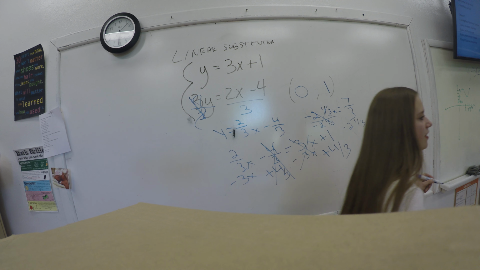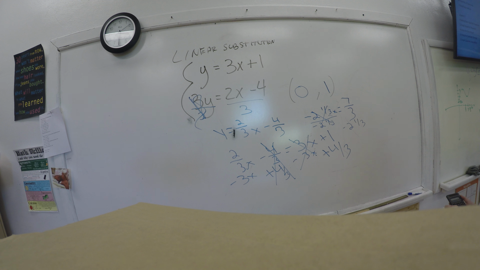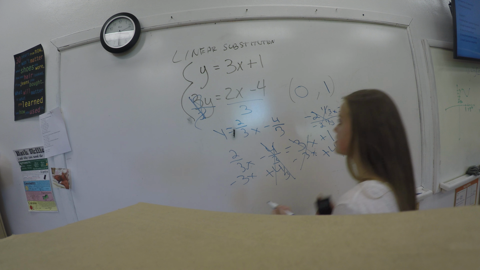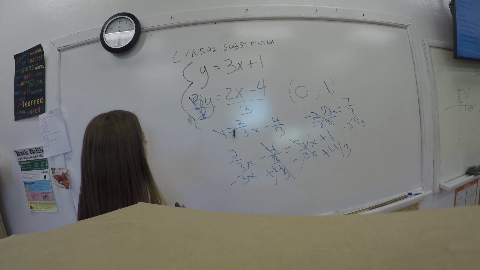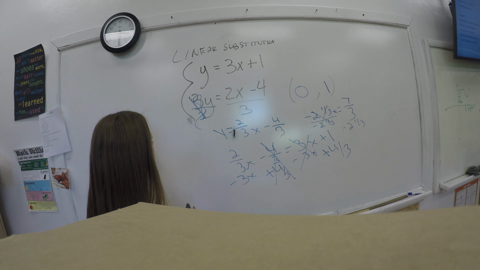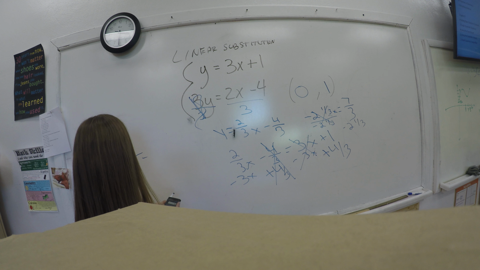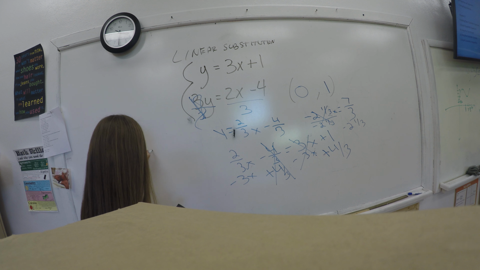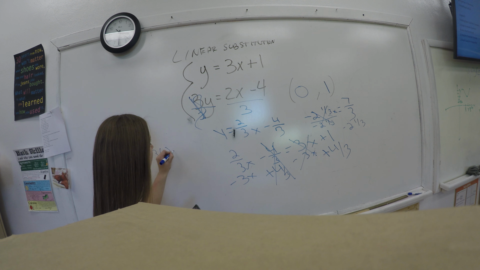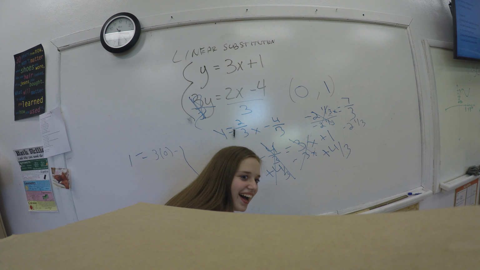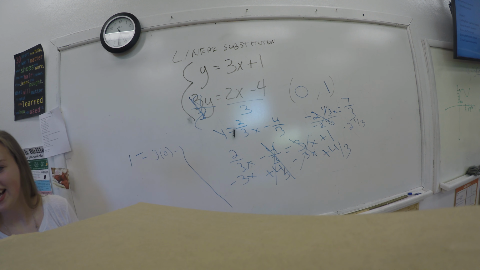Okay, can I graph it? Check it. Plug in 1 and 0 into your other equation and see if you get the same answer as the top one. 3 times 1 equals 2 times 0 minus 4. Huh. Oh, that's wrong. Lindsay, you did it wrong, it's math.